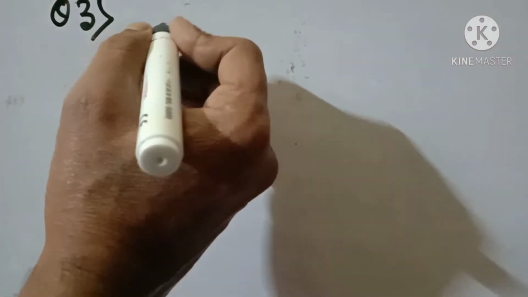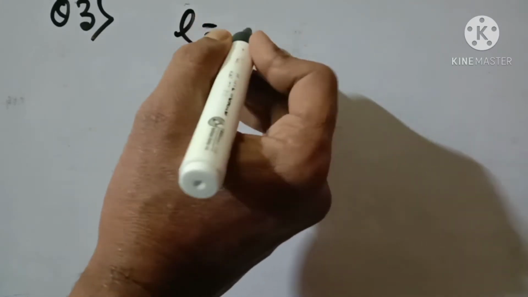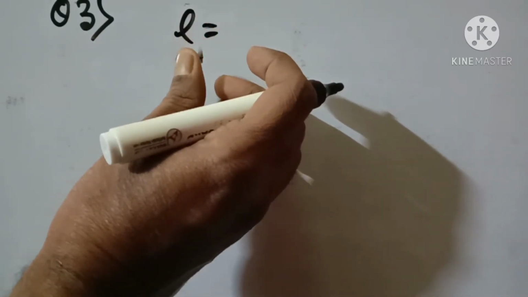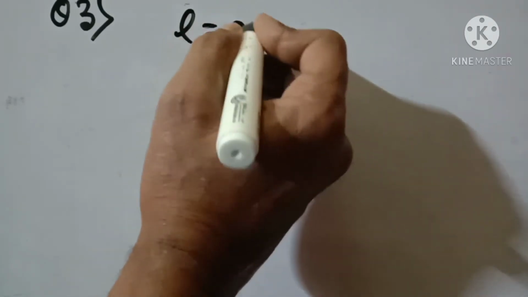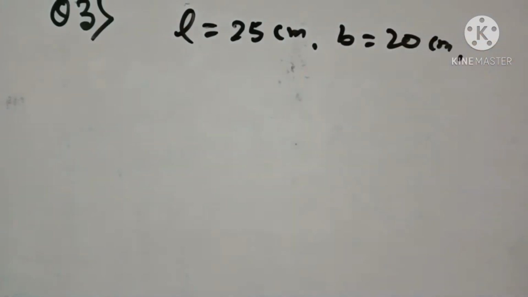Now question number 3. The length and breadth of a rectangular solid are respectively 25 centimeter and 20 centimeter. If the volume is 7000 cubic centimeter, find its height. So here length and breadth are given. The length is given 25 centimeter, and breadth is given 20 centimeter, and height we have to find out. And the volume is given.